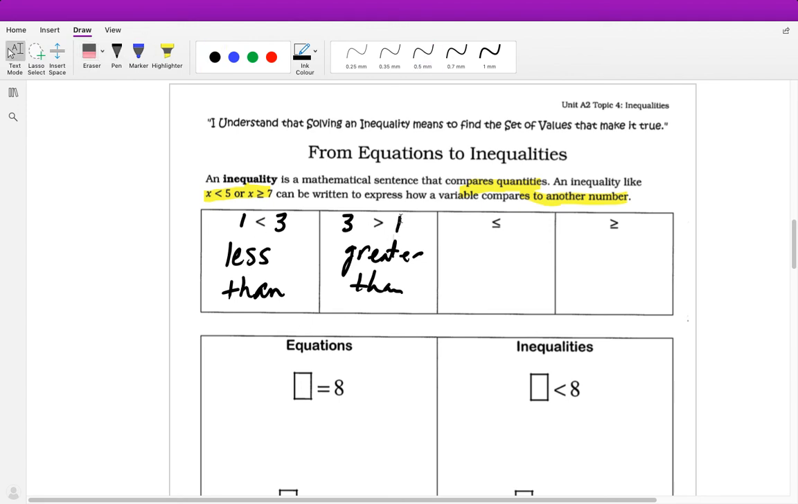All right, now, what does it mean when we have these lines underneath? Well, if you think about it, it's really close to an equation. An equation has two lines. Here, we have one line underneath. So all this is telling us is that it is not only less than, but it can also be equal to. So once again, we can say less than or equal to.